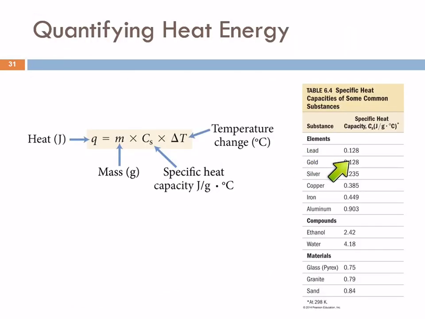Gold is 0.128. Is that close to 0.55? Not with the way these are varying, no. So 0.55 doesn't match up with anything exactly, but it's probably closest to iron. It's probably just painted iron or something like that. Any questions about that problem?